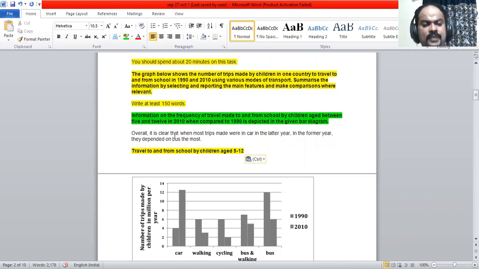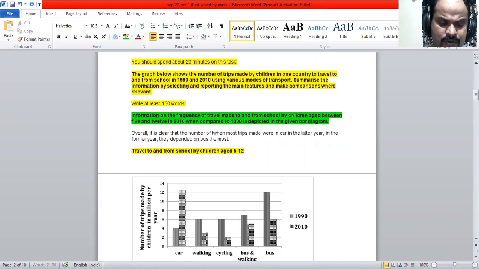If we see it the other way, it is clear that the number of trips made, so I can say in general, the number of trips made went down in the latter year.